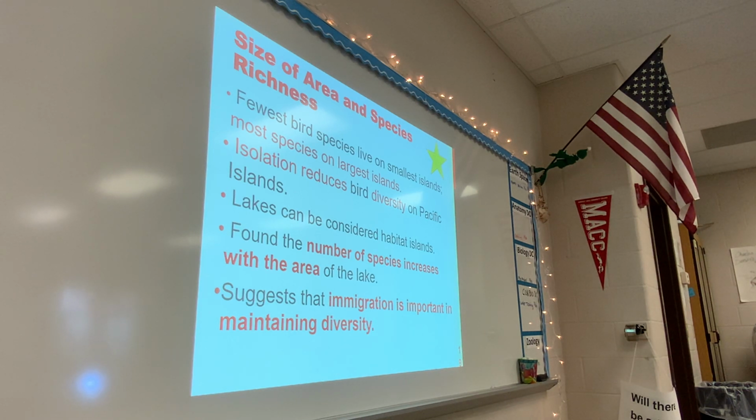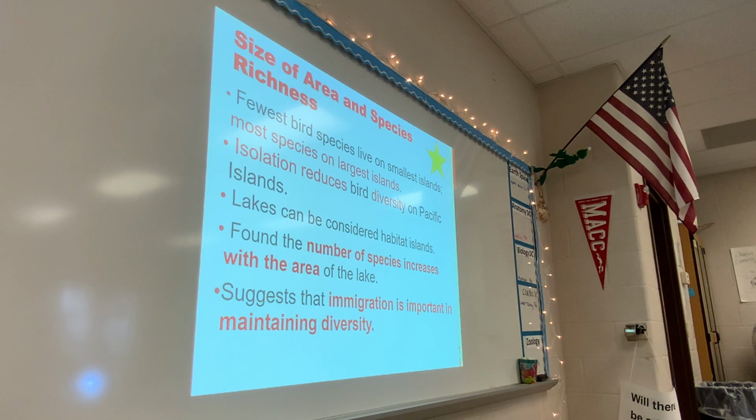But anyways, size and area, species richness is what we're going to finish out with this unit. So few bird species live on the smallest islands, and most species live on the largest islands. So looking at island size, that's what this particular topic is talking about. So isolation reduces bird diversity on specific islands.